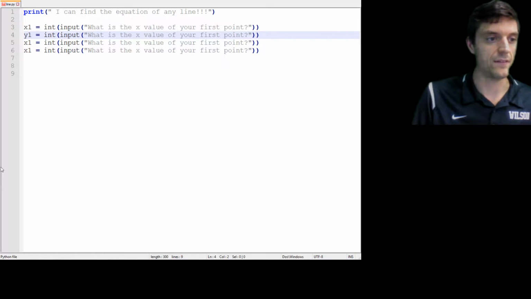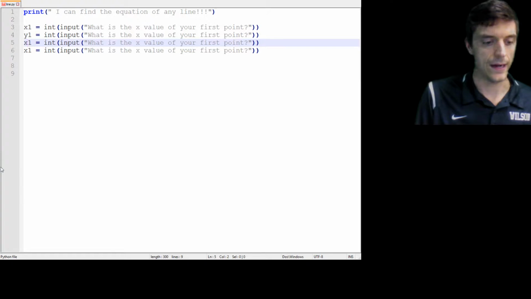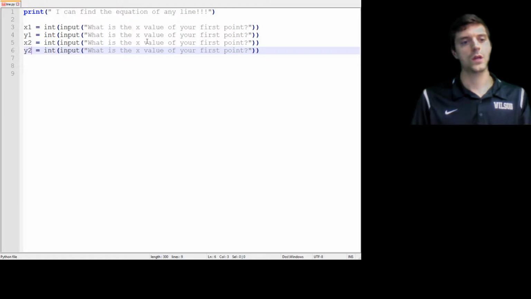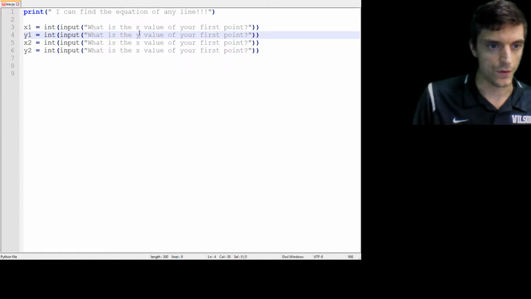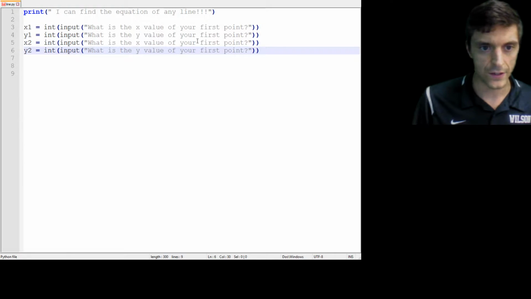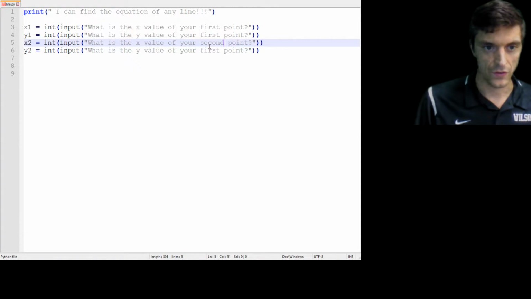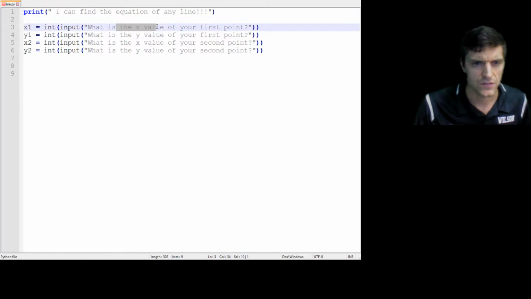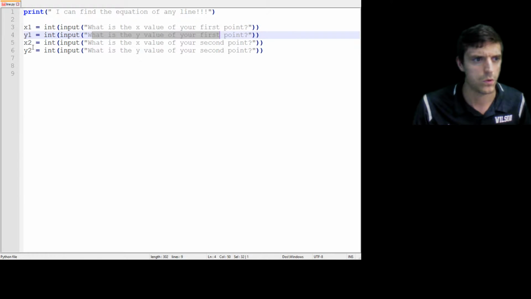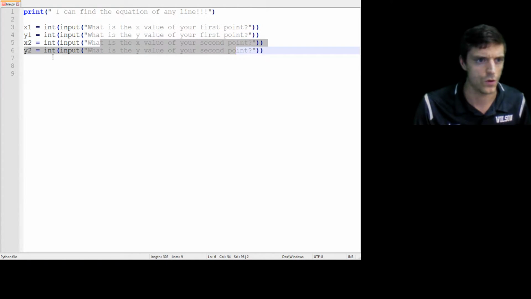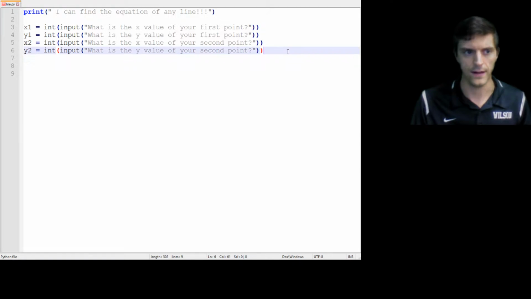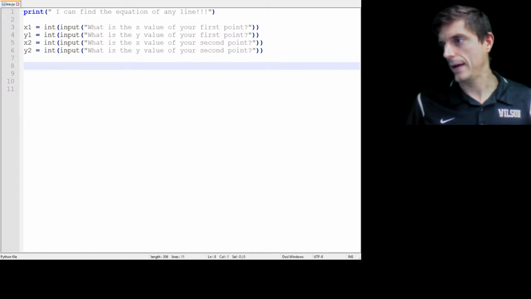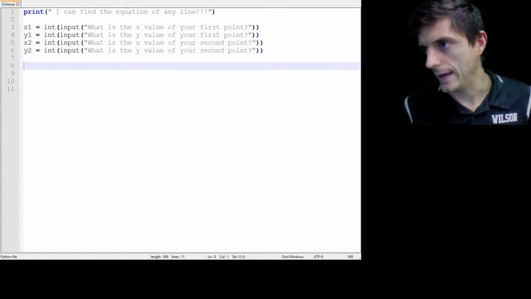So what I want to do now is get my first x value, my first y value, my second x value, and my second y value. Of course, now I'm going to have to do a little bit of changing here. These are both going to be my second point. Let me just double check real quick. X value of your first point is x1. What's the y value of your first point? y1. X value of your second point, x2. Y value of your second point, y2. Fantastic. Okay, Control S.